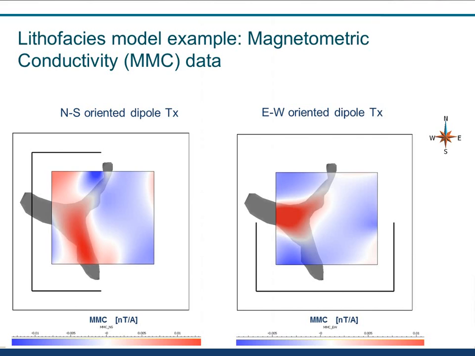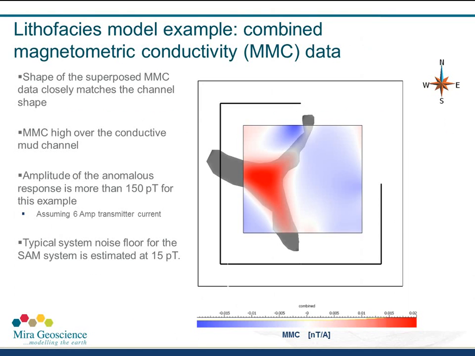And so these are the results. So the modeling using a north-south dipole produced this response. And then the modeling using the east-west dipole produced this response in the data. So we can see immediately that we are mapping that channel to varying degrees of accuracy. If you put the two data sets together, if you combine the results, you can see that the shape of the modeled channel is quite pleasing and maps the shape and extent and the size of the channel quite well.